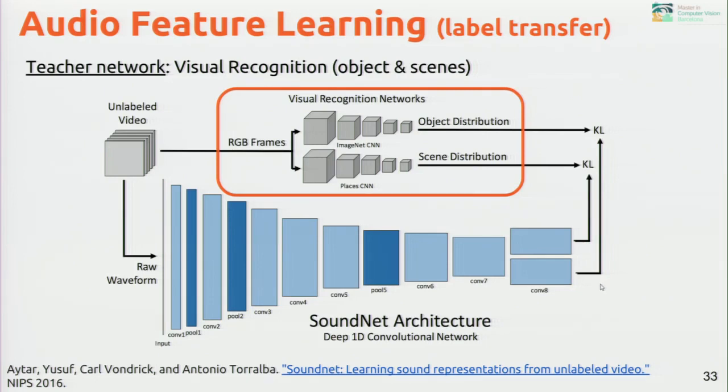So you kind of have labels for free. In the end, you are transferring the labels. That's why I wrote here label transfer. You are transferring the labels that you are predicting from the visual track to the audio track. So what we are learning here are audio features.